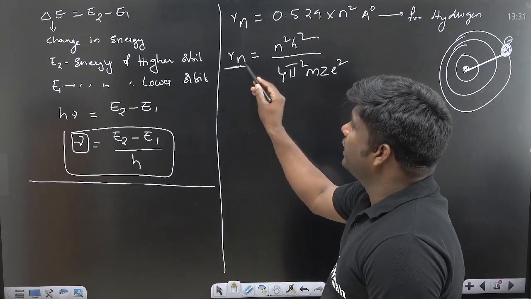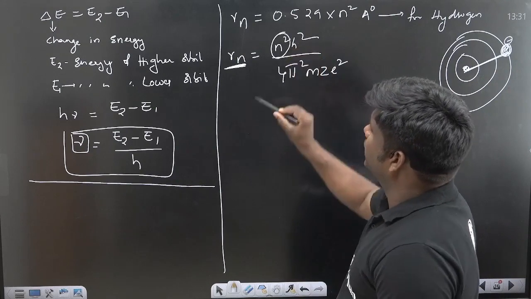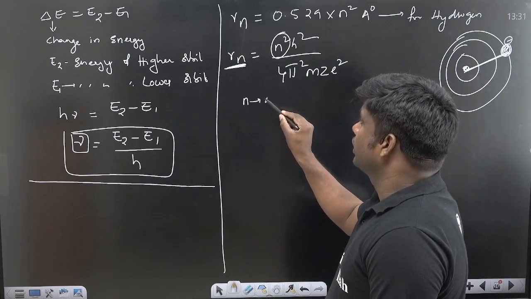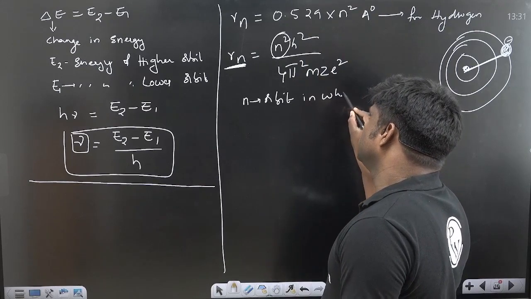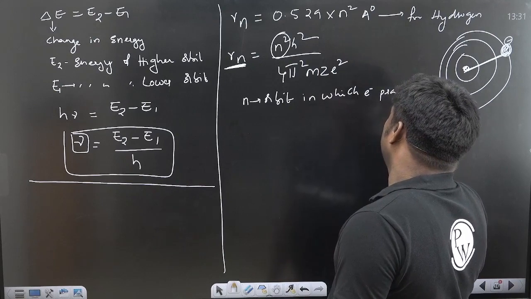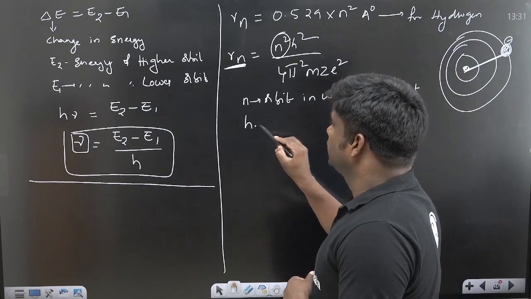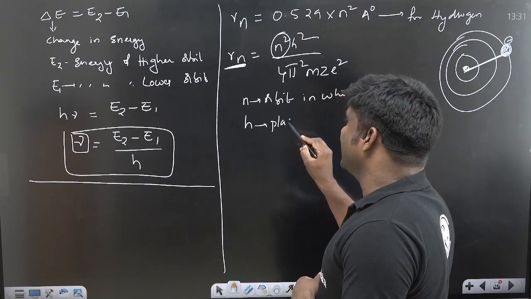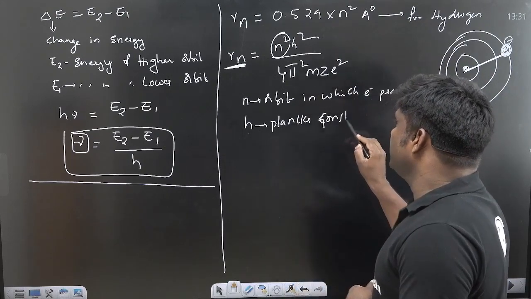Radius of the electron present in what orbit? Nth orbit is equal to n square. N means what? The orbit in which the electron is present. h is what? h is Planck's constant, and its value is how much?